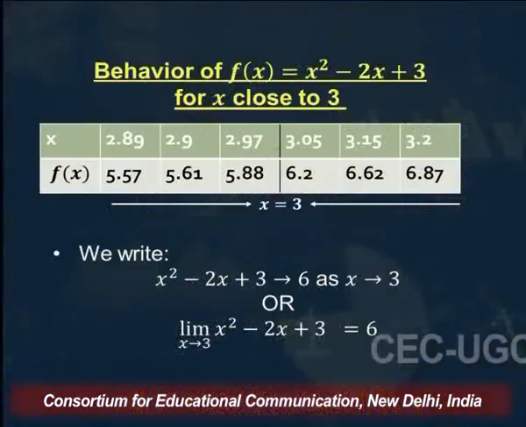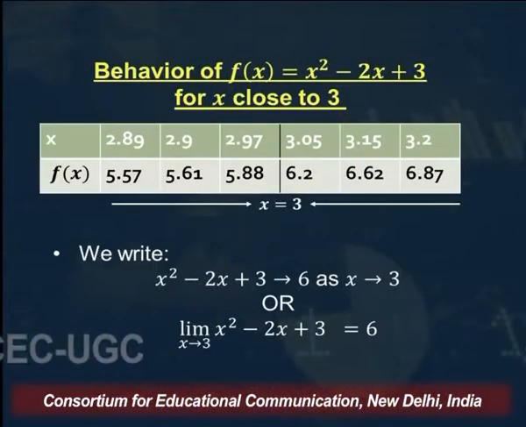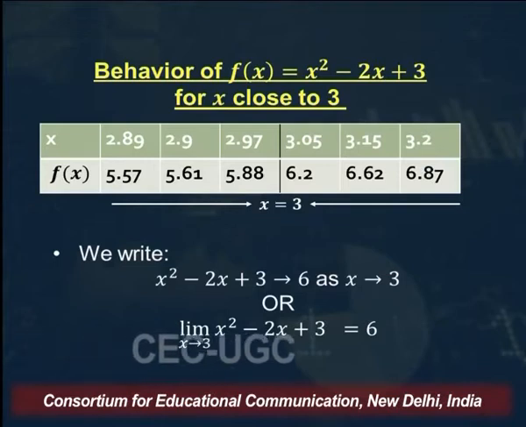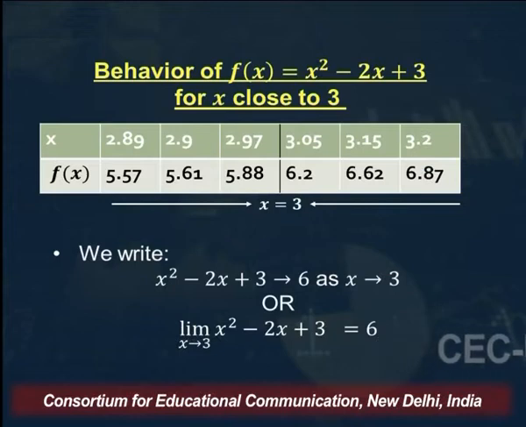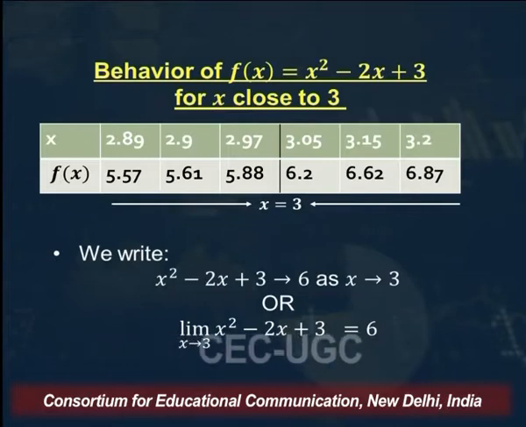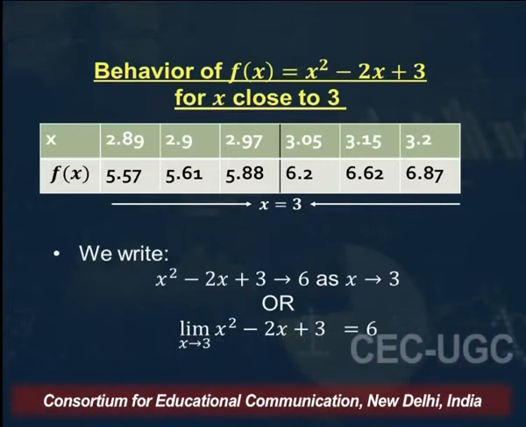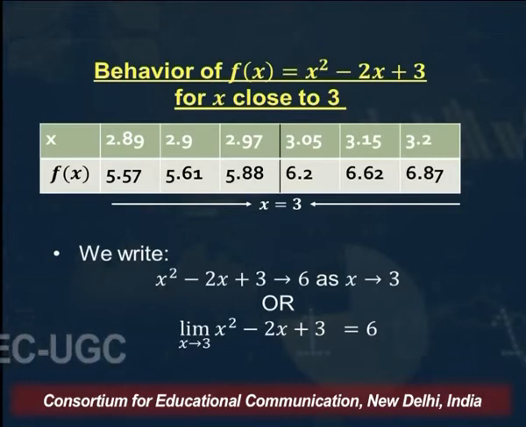Okay, now here is another example. If we just go back to the previous example, here the situation was one where the function was defined at x equal to 3, right? And what we are trying to convey here is that the function may be defined, but we are not interested in the value of the function at x equal to 3. We want to understand the behavior of the function around x equal to 3. And in that sense, it doesn't matter whether the function is defined at x equal to 3 or not defined at x equal to 3.